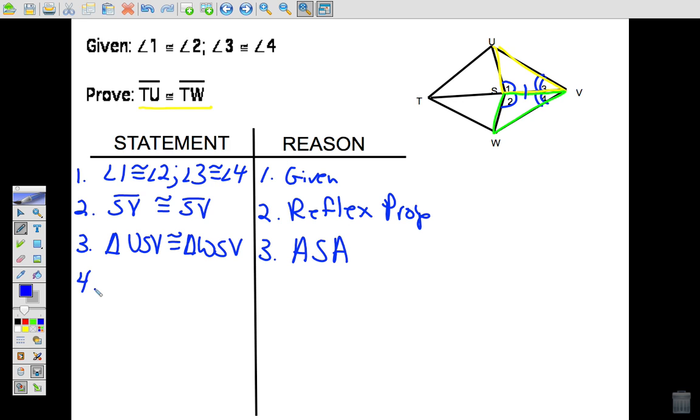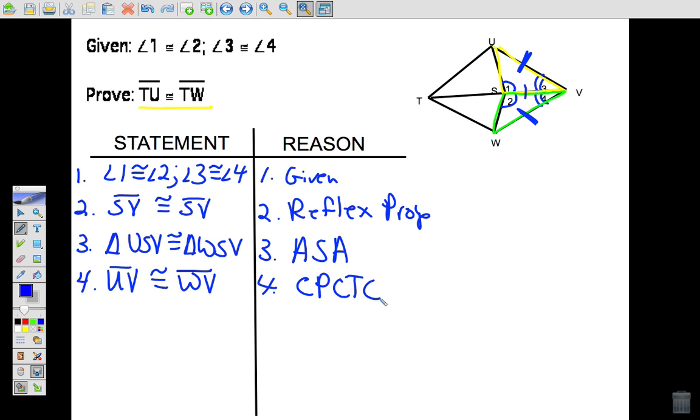All right, let's use that fact now, since I have two triangles congruent. Remember, I can only use corresponding parts once I have shown that two triangles are congruent. Now I'm going to say that this side of the yellow is congruent to this side of the green. So UV is congruent to WV. Reason, corresponding parts of congruent triangles are congruent. All right?